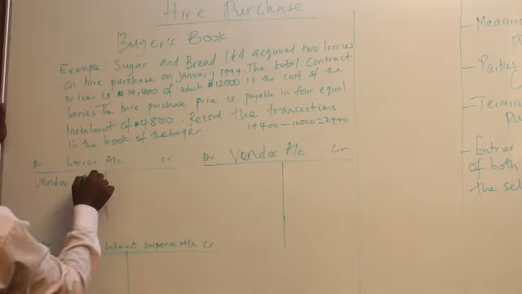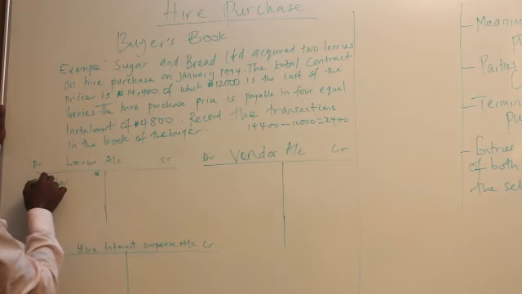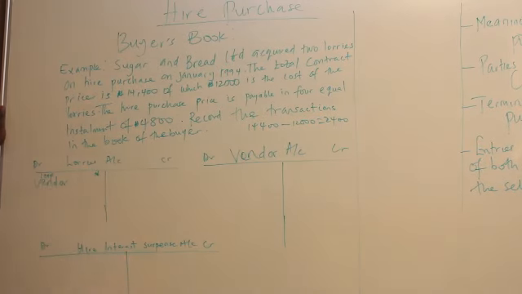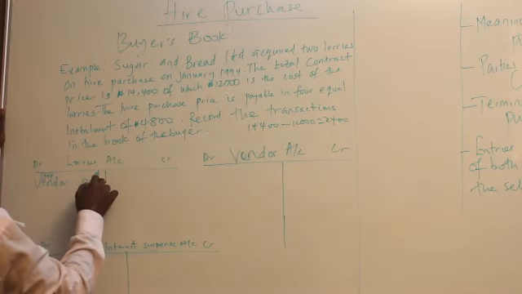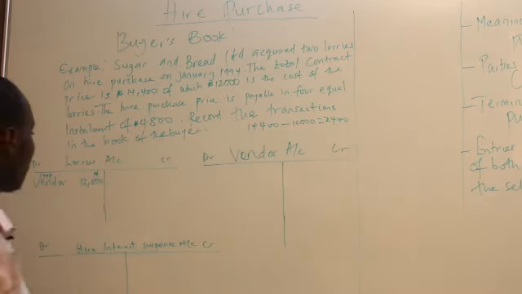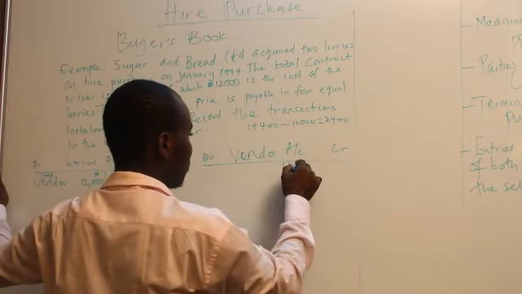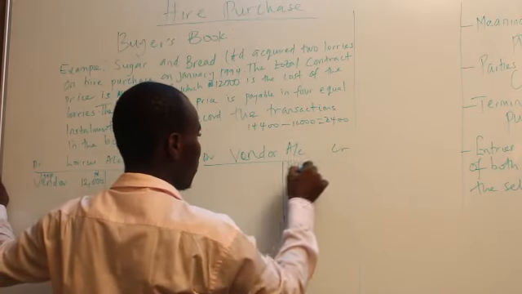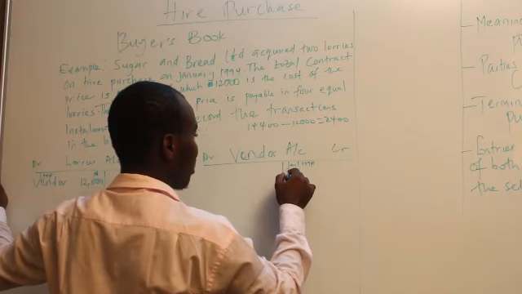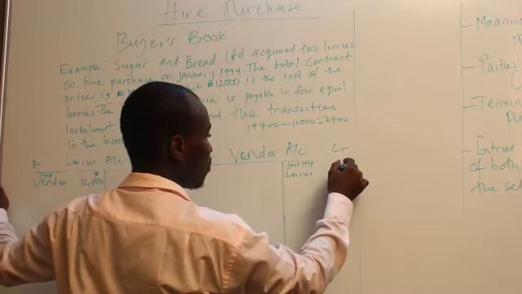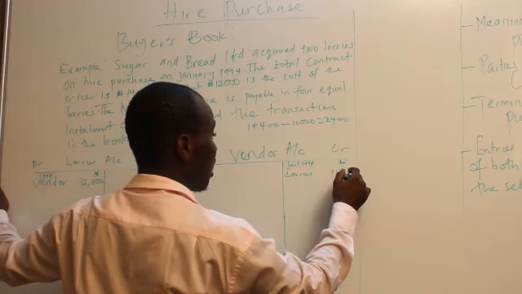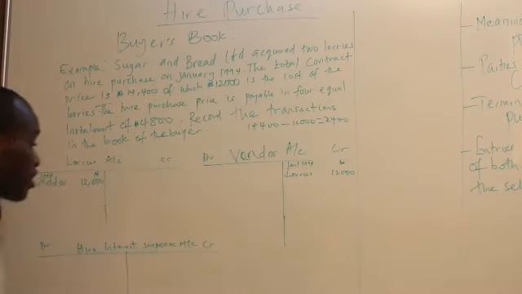We have the vendor account, 1994. How much is that? 12,000 naira, the cost of the asset for the period. So we have January 1, 1994, lorries account, with the cash price of the asset, 12,000 naira. That is the double entry principle.